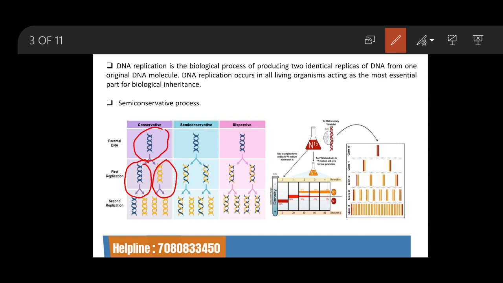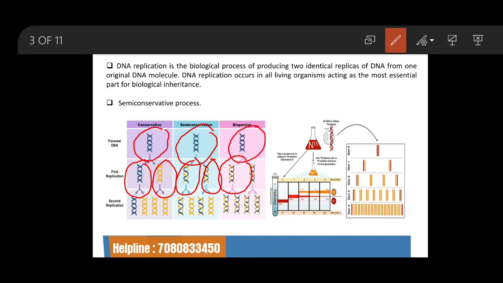Now see, in the case of the semi-conservative mode, look, here is the parental strand and in the first round of replication, one strand from the parental copy and one strand from the daughter copy form the new DNA. So in this case, the parental DNA molecule is not fully conserved, so it is known as semi-conservative. And in the case of the dispersive mode of replication, see, here is the parental strand and the newly synthesized DNA molecule is a combination of different fragments from the parental strand and the daughter strand.